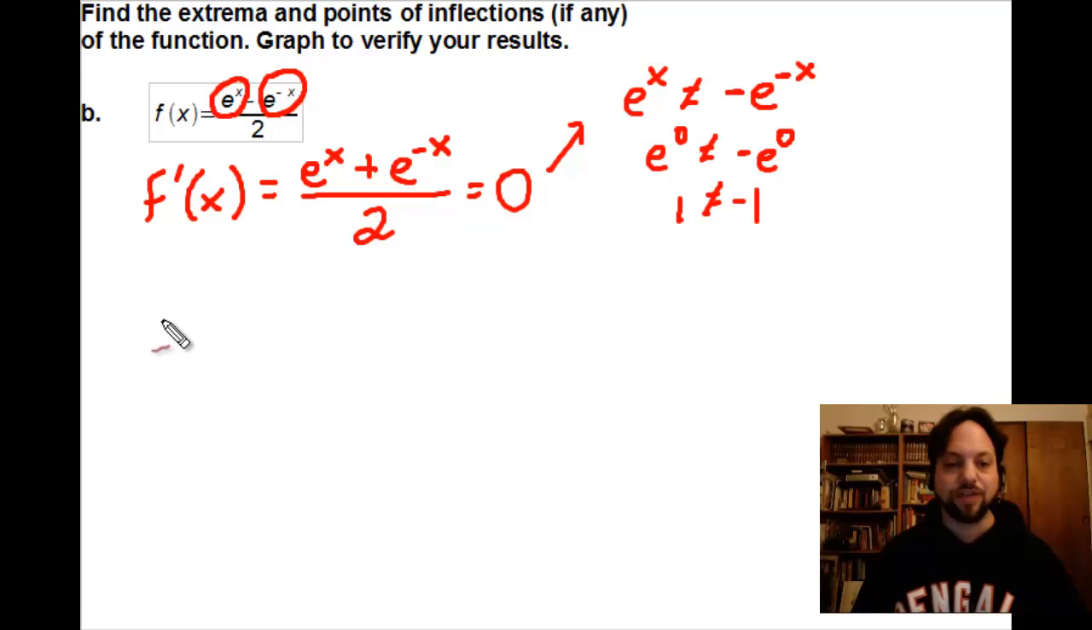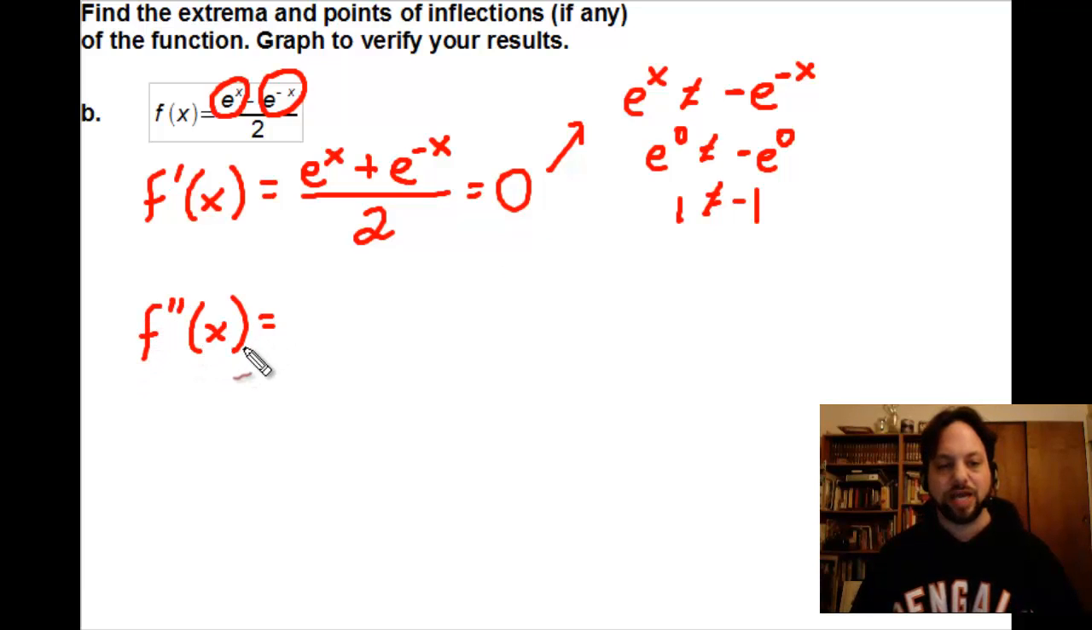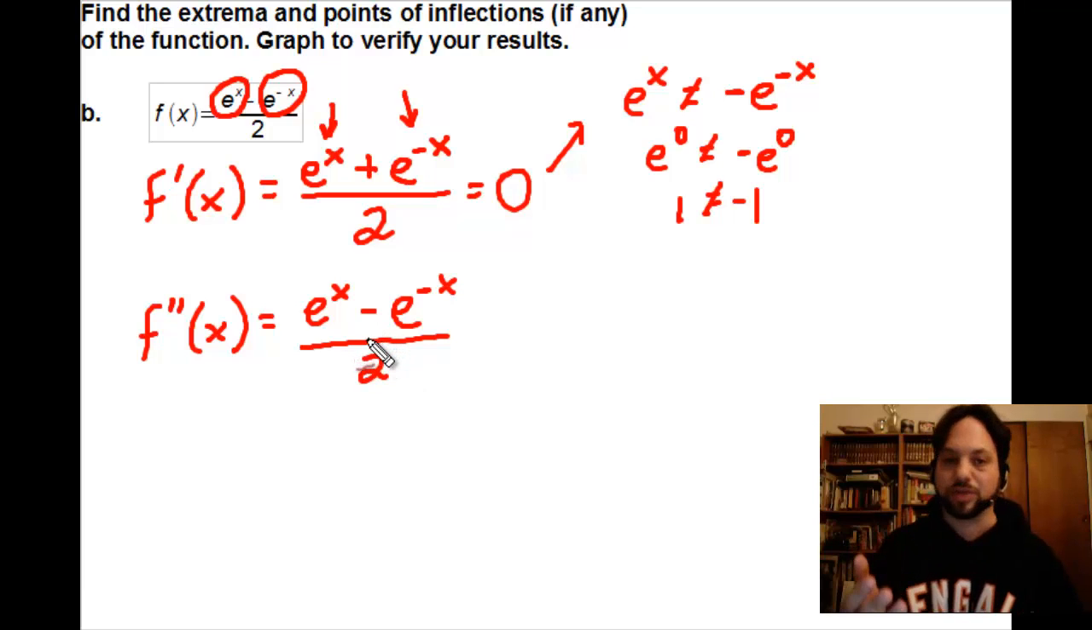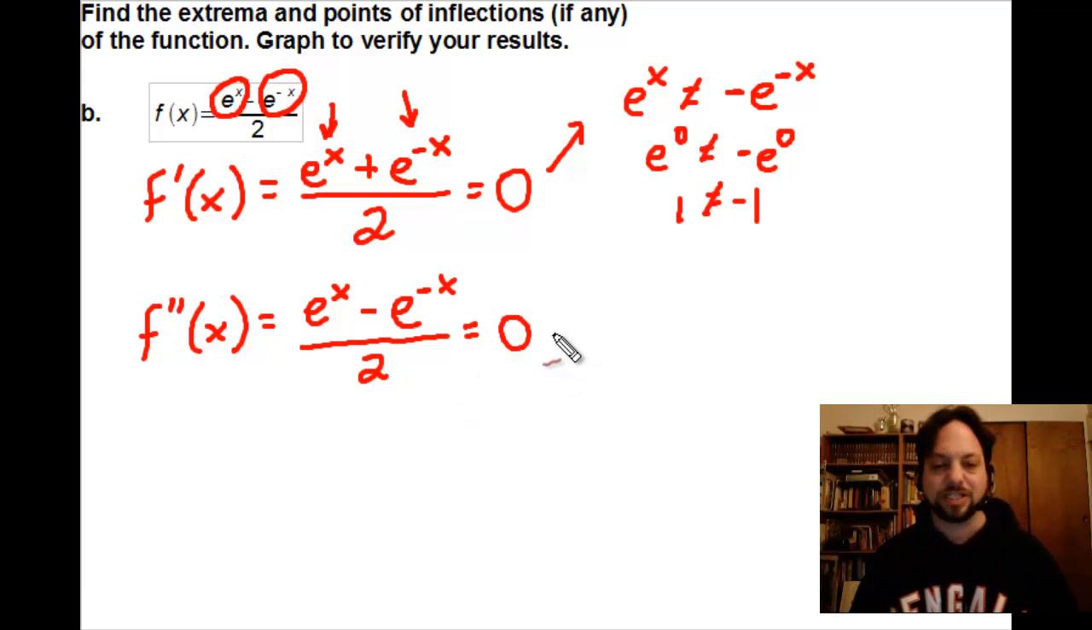To find points of inflection, of course, we need to do the second derivative. And so let's go ahead and differentiate our first derivative. Again, we have e to the x, which is just going to give us e to the x. And when we differentiate e to the negative x, that's going to give us negative e to the negative x. And again, we'll divide that by 2. Just like with extrema, we need to set this equal to 0 or determine where it doesn't exist. There's nowhere where it doesn't exist, so let's go ahead and solve this for 0.